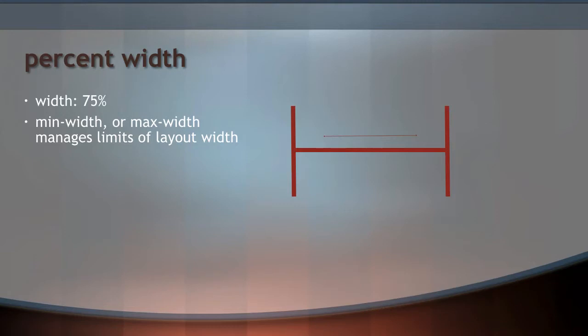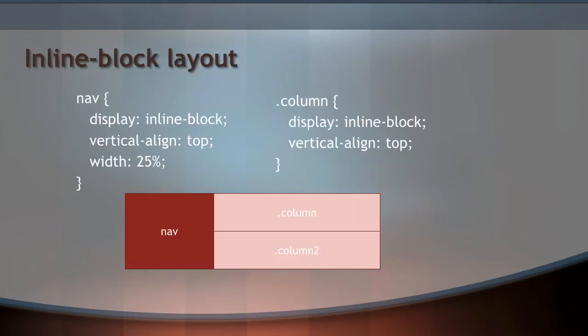You could add a maximum width or a minimum width, but sometimes the minimum and maximum width aren't always respected. What do we do then? Let's discuss inline block layout. It allows you to vertically align the tops of two elements in an inline block and set the width unit.